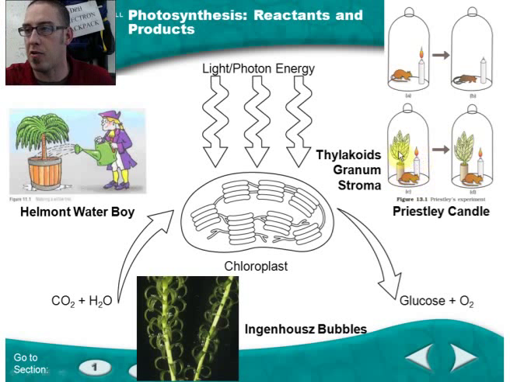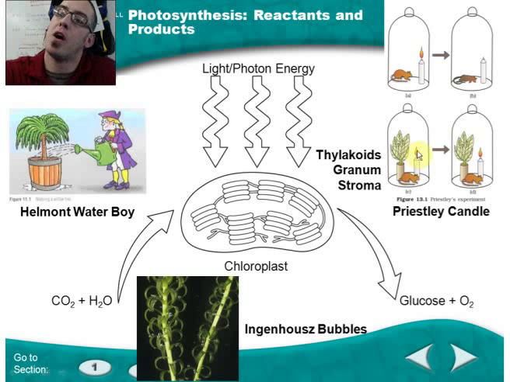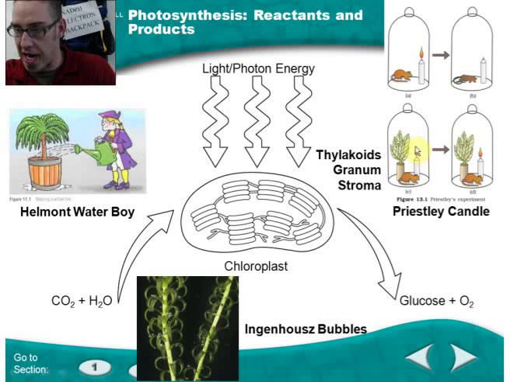Priestley put a candle in with a mint leaf and saw that there was an ember glowing with the mint leaf. He showed that there was a gas exchange, meaning the candle gave off CO2 that the plant needed, and the plant gave off oxygen, which the candle needed to continue burning.